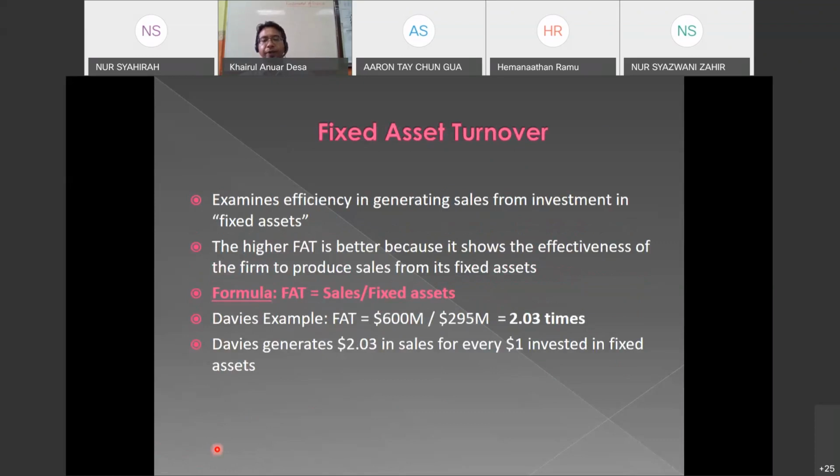Okay. Fixed asset turnover. Fixed asset turnover here gives us the idea of the investment to buy the fixed asset and how we use the fixed asset in generating the income for the company. Okay. Let's say we buy machines. How we invest in the machines, and the machines we use in generating sales, or what we call here generating the income for the company.